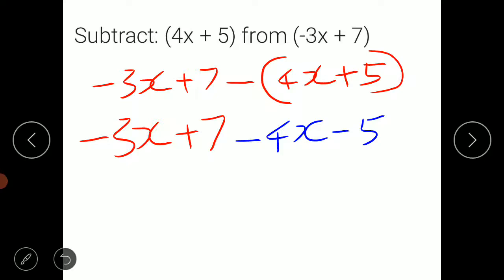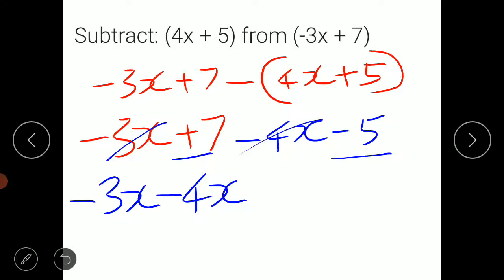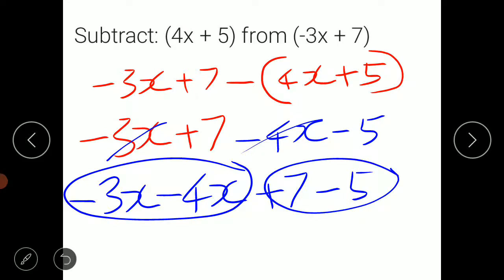Pick up the like terms. So this is the x term. The first term is an x term, so find out, is there any other x term? Of course. So let's group this: minus 3x minus 4x. The sign is very important. So we grouped the x term. The remaining is the constant term only, so both are constant terms: plus 7 minus 5. So we grouped the like terms. This is one like-term group, the constant term group, and this is the x term group.